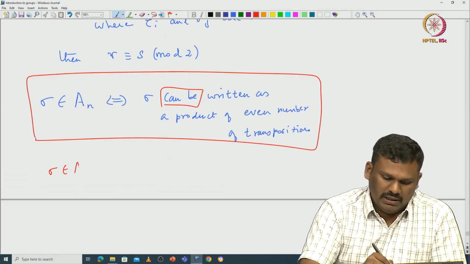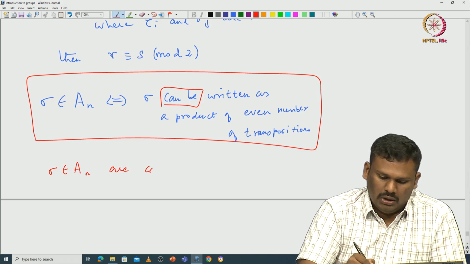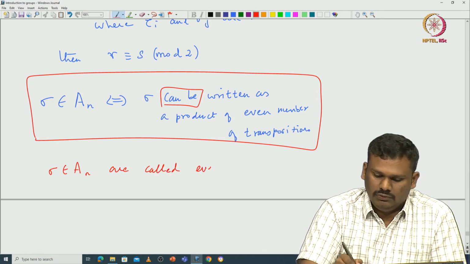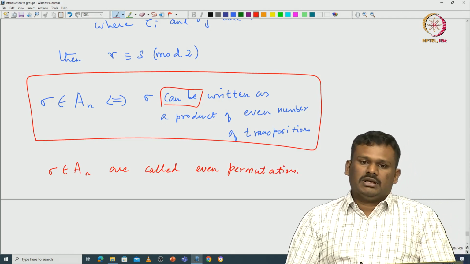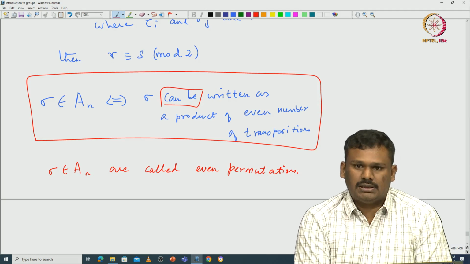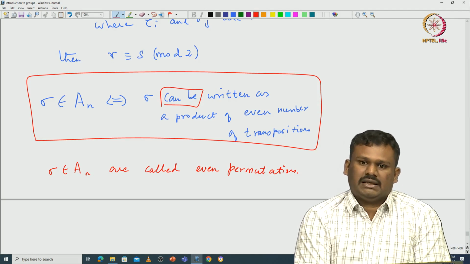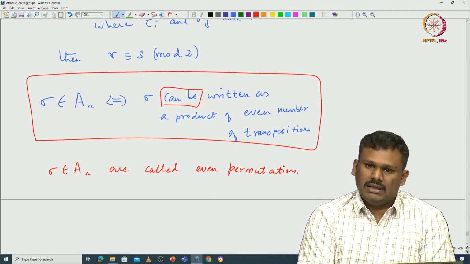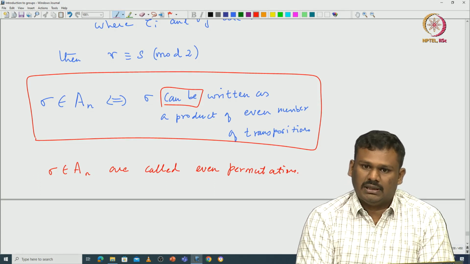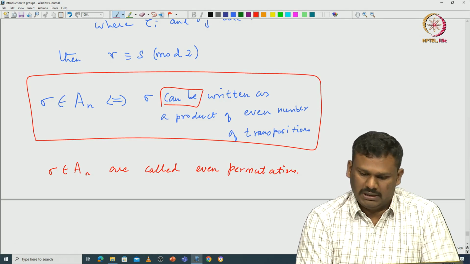So the sigma in A n are called even permutations. And obviously, all other permutations are called odd permutations. In particular, S n can be written as A n union a coset of A n. A n will have all the even permutations, and that coset will have all the odd permutations.